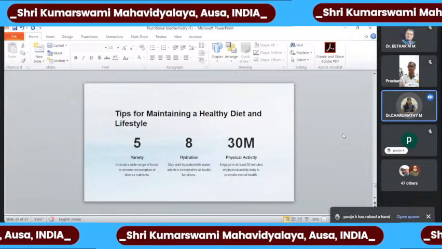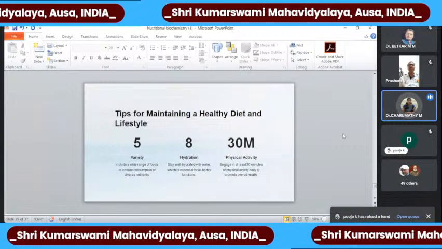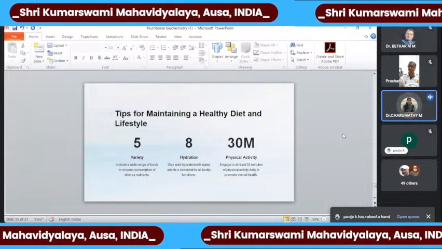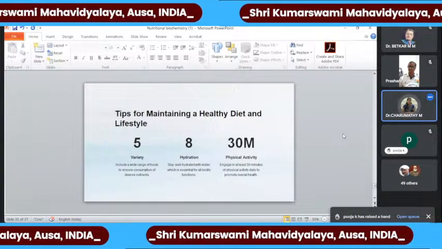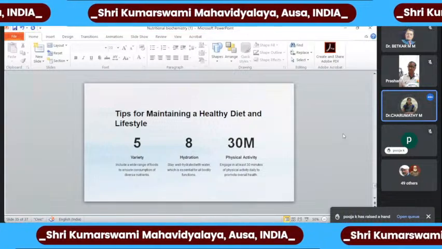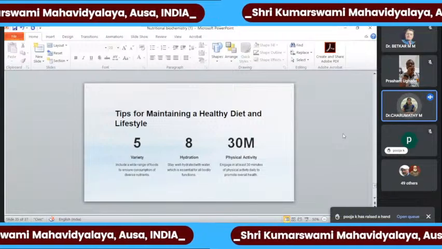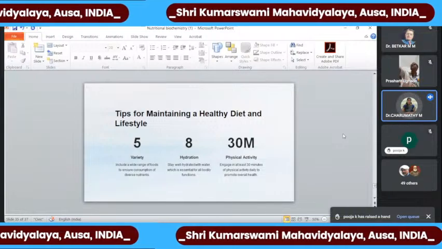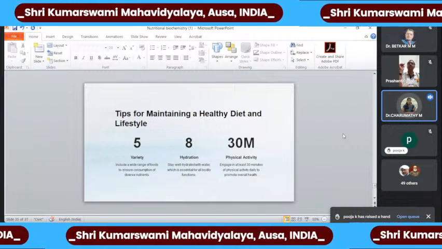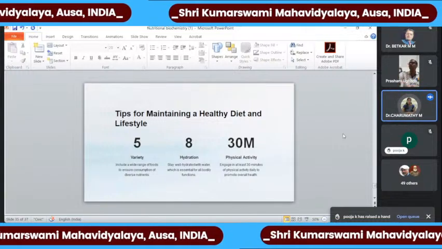Then physical activity. Nowadays it is important, and most people are aware of it, but they cannot balance their work life and personal life, so they do not get time to spend on physical activity. So at least 30 minutes of physical activity daily to promote our overall health. We have to schedule our daily activities.